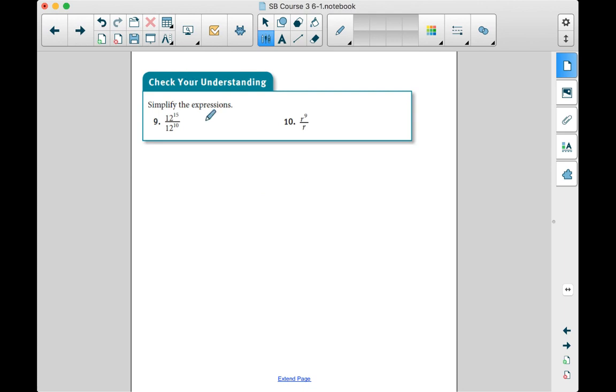Great, so now we're going to jump to the check your understanding, and you should be doing this as I'm walking through it with you. It says simplify the expressions. So here I could write 12 15 times, and I could write 12 10 times. Or I could just remember my rules, and I want you to pause and try this on your own, and then push play, and you'll check it.